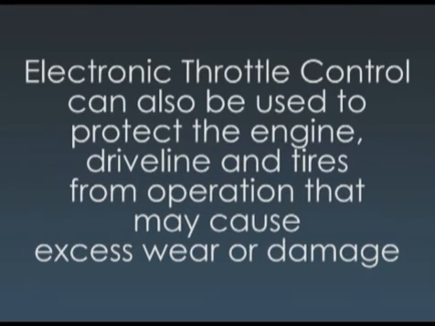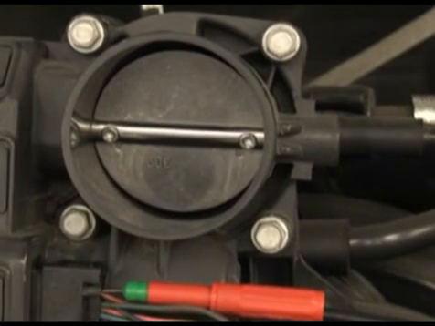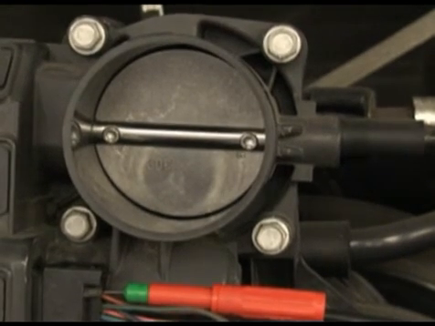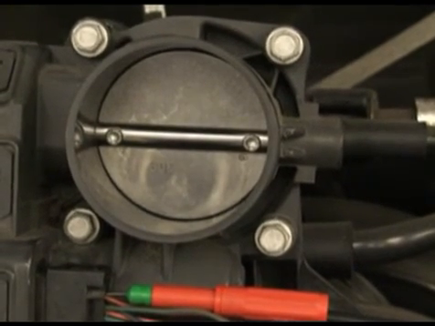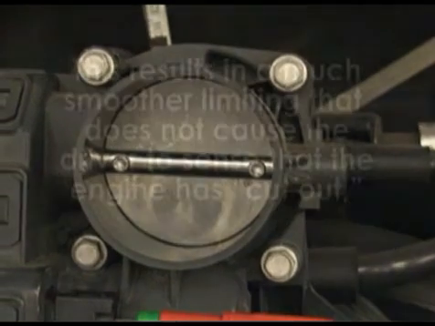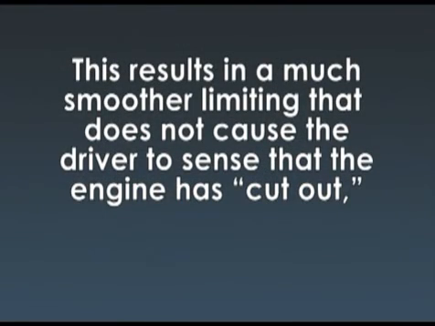Electronic throttle control can also be used to protect the engine, driveline, and tires from operation that may cause excessive wear or damage. Rev limiting can be accomplished in software by governing the throttle angle rather than cutting fuel or reducing ignition timing. This results in a much smoother limiting that does not cause the driver to sense that the engine has cut out, as can be the case with ignition timing and fuel-based limiting systems.